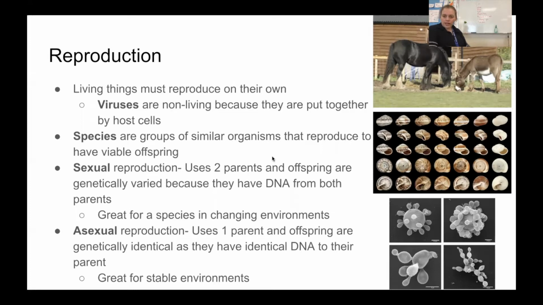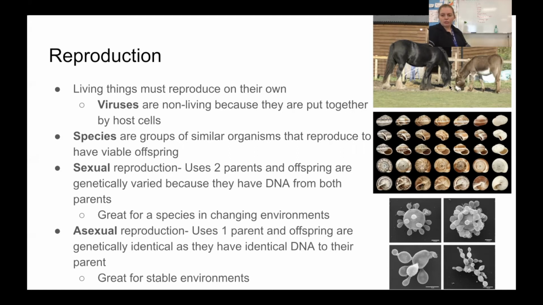They look alike, they act alike, and they're going to reproduce to have viable offspring. So that means their babies can have babies. This is why a horse and a donkey are not the same species. When a horse and a donkey mate, they make a mule. So they can reproduce together, but that mule is sterile and it's not going to be able to have babies. So the horse and the donkey are not the same species because their children are sterile.